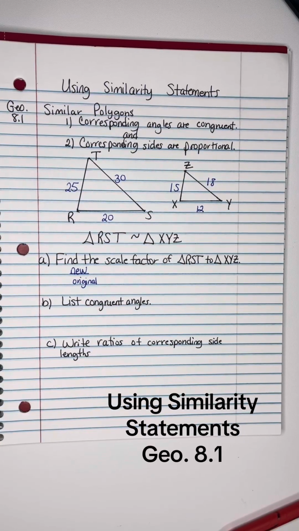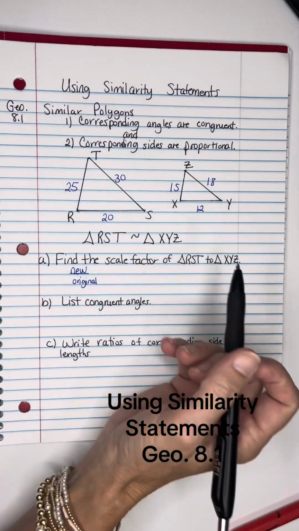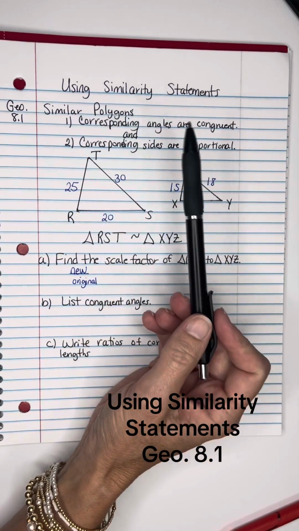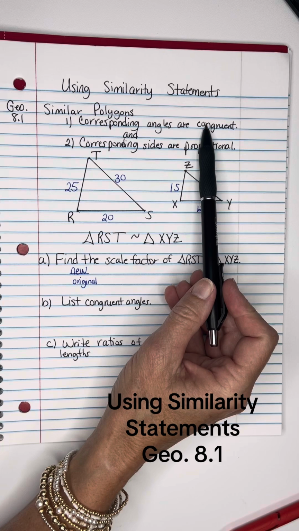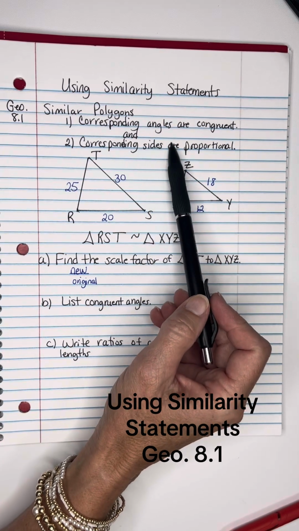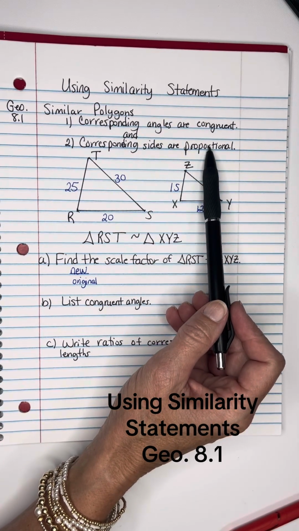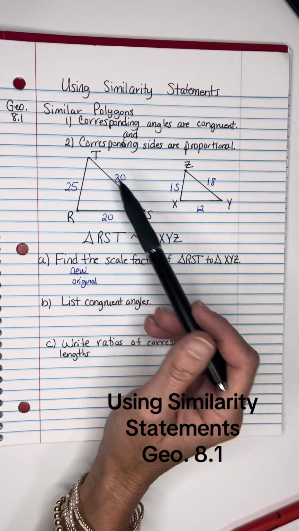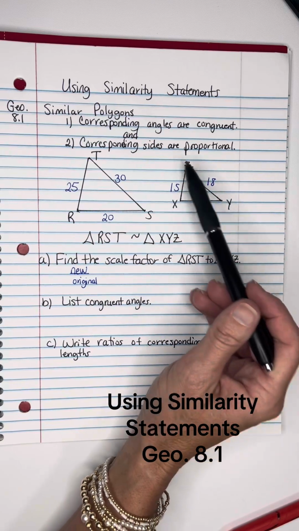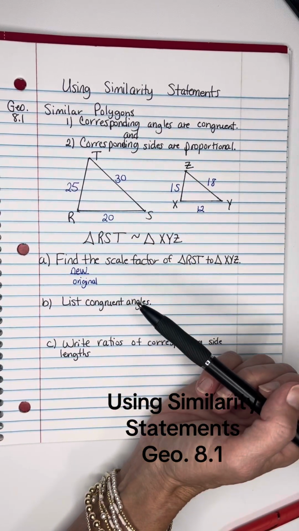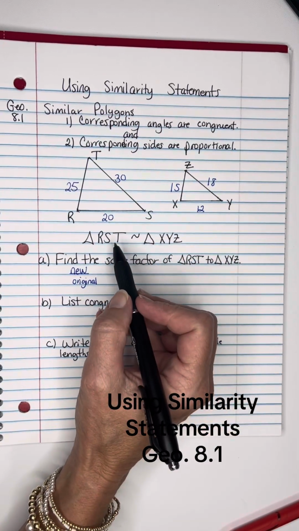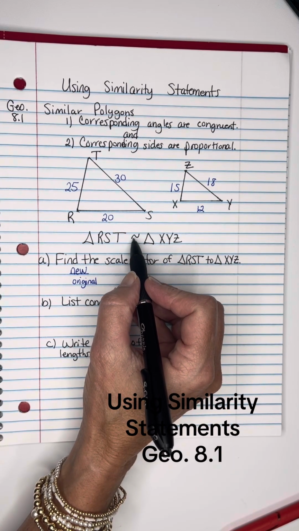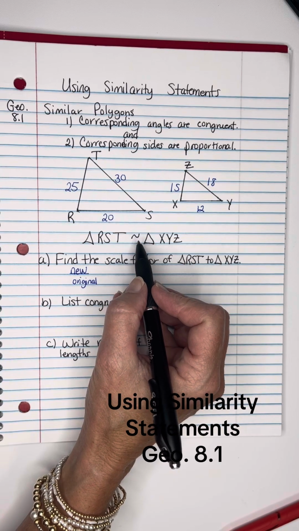Returning back to Geometry, Chapter 8, we are going to use similarity statements. Now, similar polygons are going to have corresponding angles that are congruent, and they're going to have corresponding sides that are proportional, so they'll make a ratio. So here's an example of a larger triangle, RST, and a smaller one, XYZ, and the measurements of both. And here is the similarity statement. Notice that instead of a congruent statement, we have a similarity statement, and there's the similarity symbol.